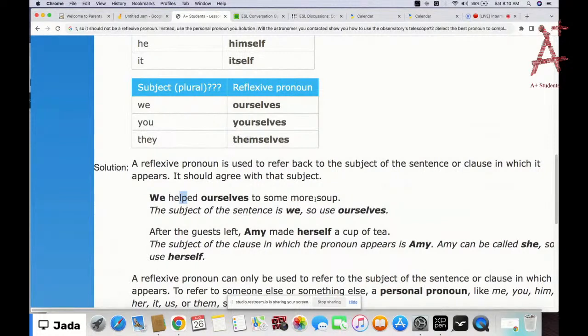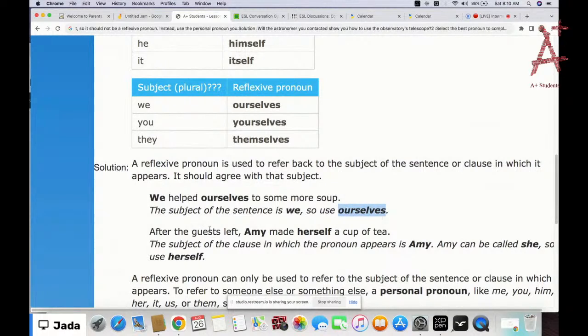Okay, so you see that the plural subject "we" goes with the reflexive pronoun "ourselves." Even from the sentence we have, "We helped ourselves to some soup." The subject of the sentence is "we," so use "ourselves."